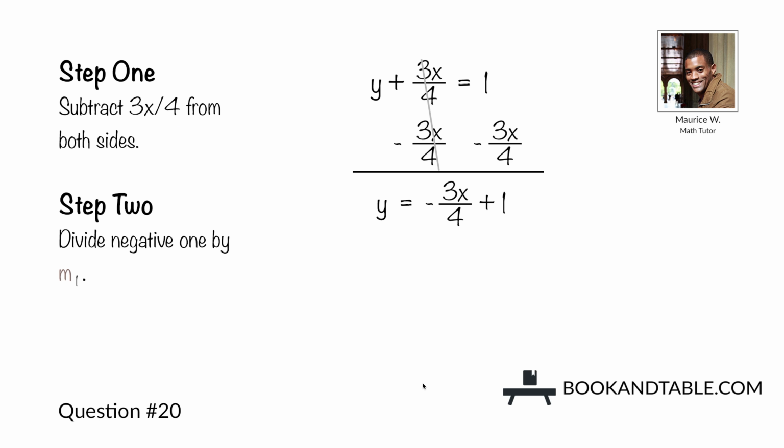Step 1, subtract 3x over 4 from both sides of the equation. This allows you to isolate y on one side. And if we put it in slope-intercept form, the equation of this line is y is equal to negative 3x over 4 plus 1. The line we are looking for is perpendicular to this line. So this line has a slope of negative 3 over 4. And if the line we are looking for is the negative reciprocal of this, then we divide negative 1 by m1, negative 3/4.